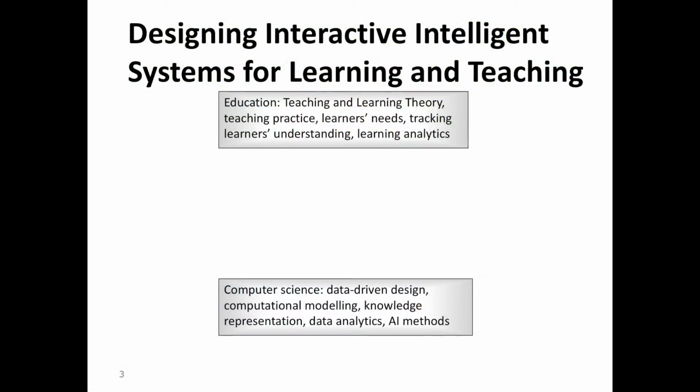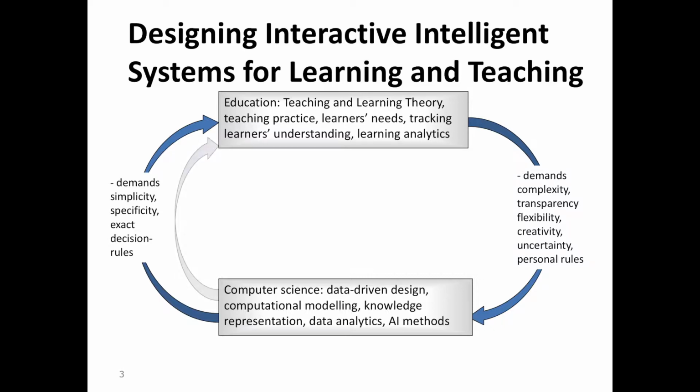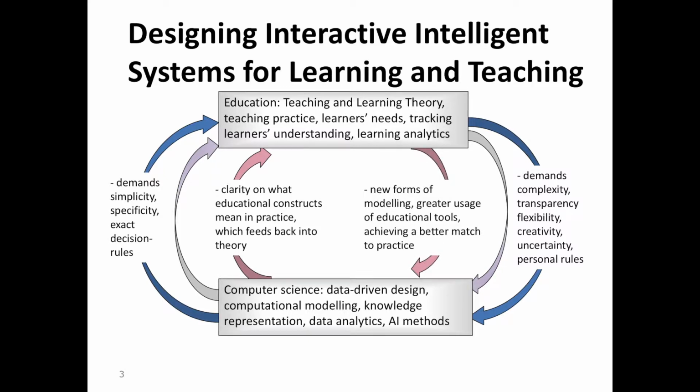The design of intelligent systems for learning and teaching in our approach is a kind of dialogue between education and computer science. Education gives teaching theories, learning theories, examples of teaching practice, and has a very good understanding of learner needs and of learning analytics. At the same time, computer science provides a different set of tools: artificial intelligence methods, data-driven design, computational modeling techniques, knowledge representation, and data analytics. This continuous dialogue between education and computer science gives more clarity on understanding the educational constructs behind the practice of teaching and learning, and also produces new forms for modeling, greater adoption of educational tools, and achieves a better match to teachers' practice.